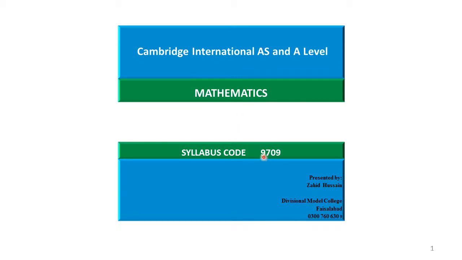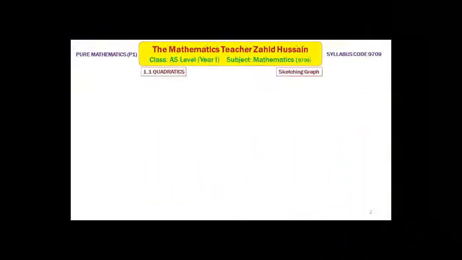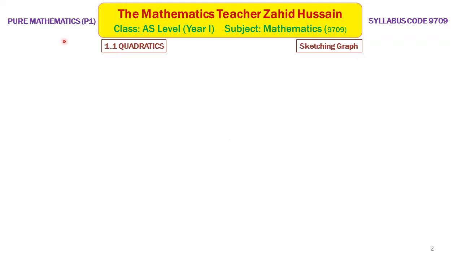Syllabus code of which is 9709. Today is our lesson number 5. So let's begin. We are studying pure mathematics. It's paper 1 and the first topic of this paper, which is quadratics. Today we will sketch the graph of a quadratic function.